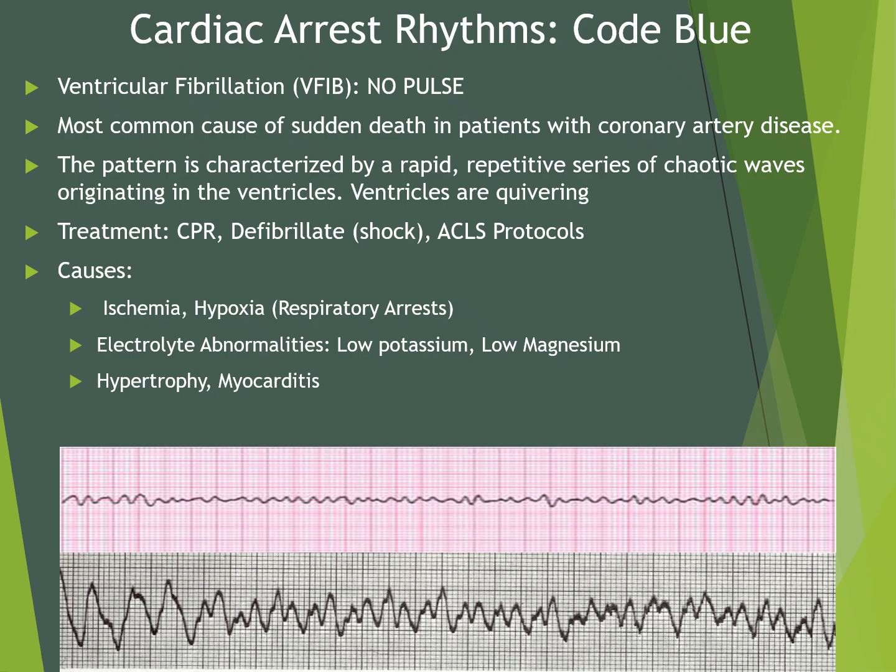Ventricular fibrillation is another cardiac arrest rhythm. The patient will have no pulse, and this is the most common cause of sudden death in patients with coronary artery disease. The pattern is characterized by a rapid, repetitive series of chaotic waves originating in the ventricles. The ventricles are essentially quivering. And you can have a fine VFib like you see here, or this would be referred to as a coarse VFib. The treatment is CPR to defibrillate and then to follow ACLS protocols. And ventricular fibrillation can be caused by ischemia, hypoxia, electrolyte abnormalities, hypertrophy, or myocarditis.